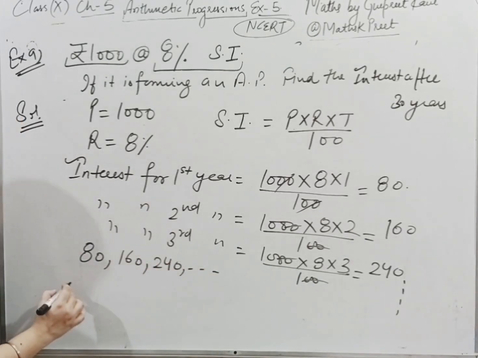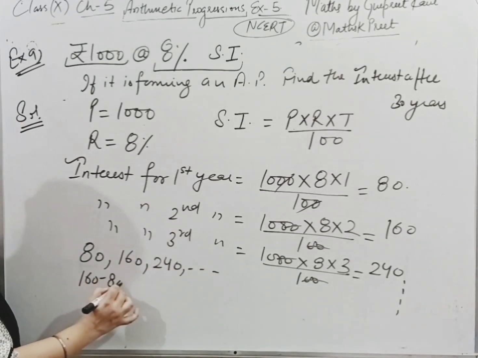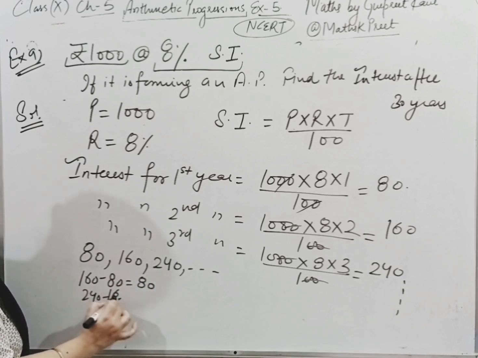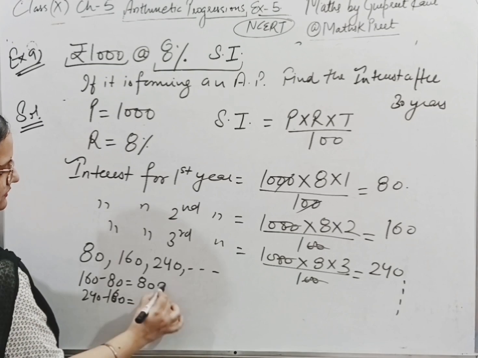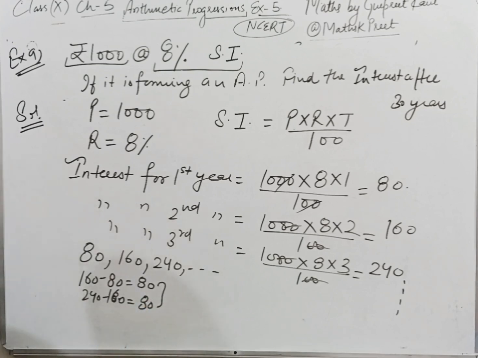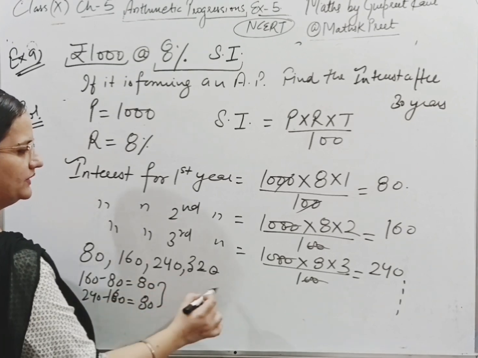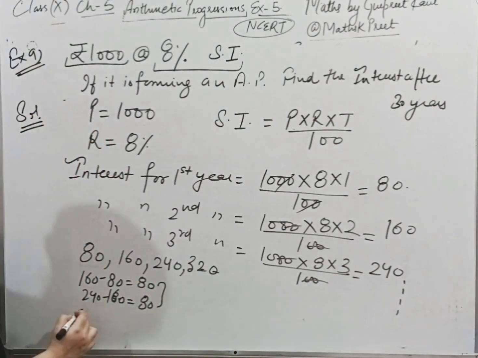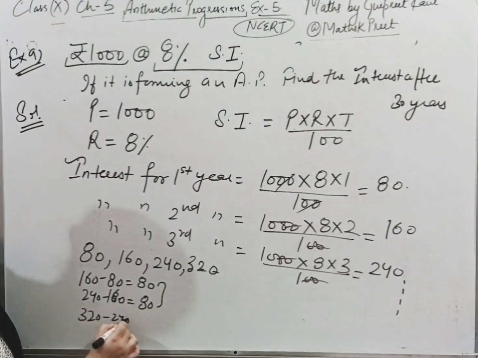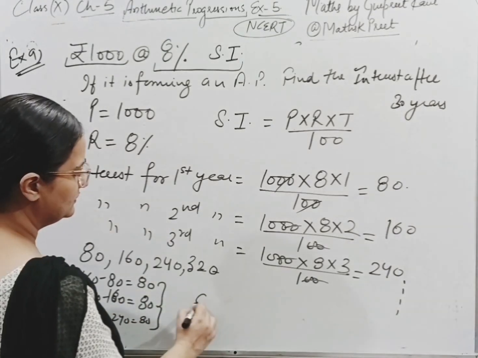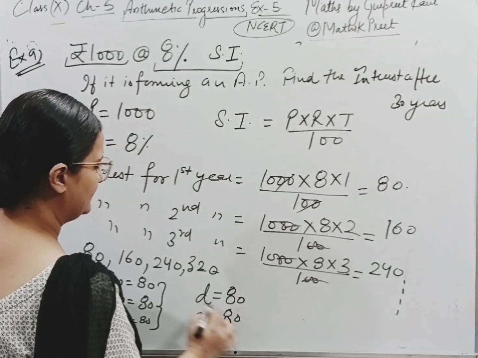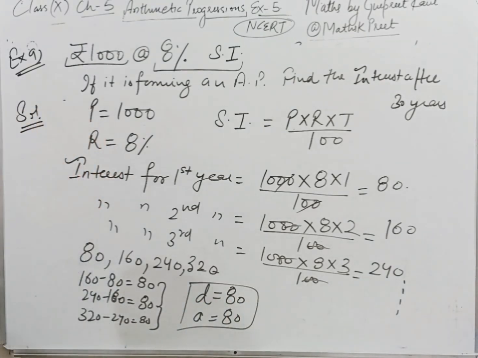To check the difference here, 160 minus 80 is giving me 80. 240 minus 160 is giving me 80. The next value will be 320, as 4, 8 4s are 32, 320. So every time, 320 minus 240 is equal to 80. The value for the difference is common. So the value for d is 80, and the value for a is 80. Both the values are 80 in this case.